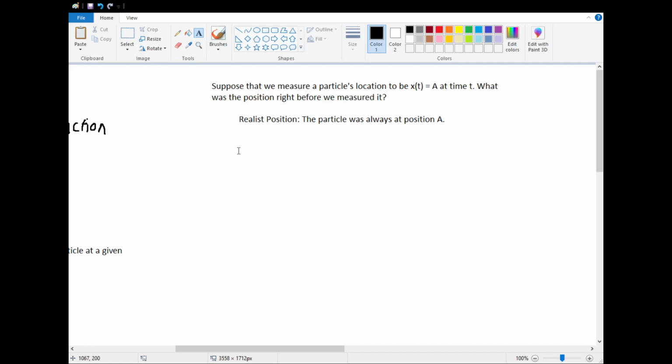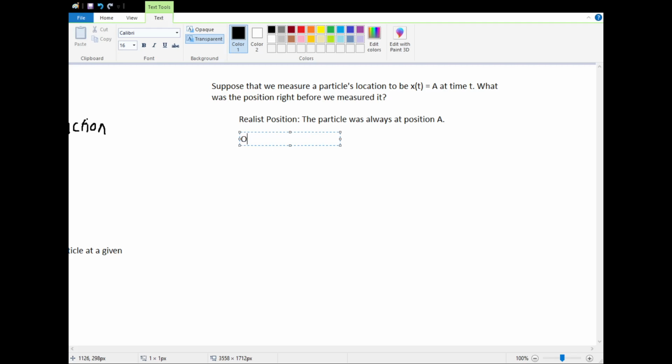Now, unfortunately, the realist position is not correct, or at least if it is, we do not have any supporting evidence that it is. Rather, the most commonly accepted answer to this in quantum mechanics is known as the orthodox position. And what the orthodox position says is that the particle actually does not have a defined value of x of t prior to measurement.